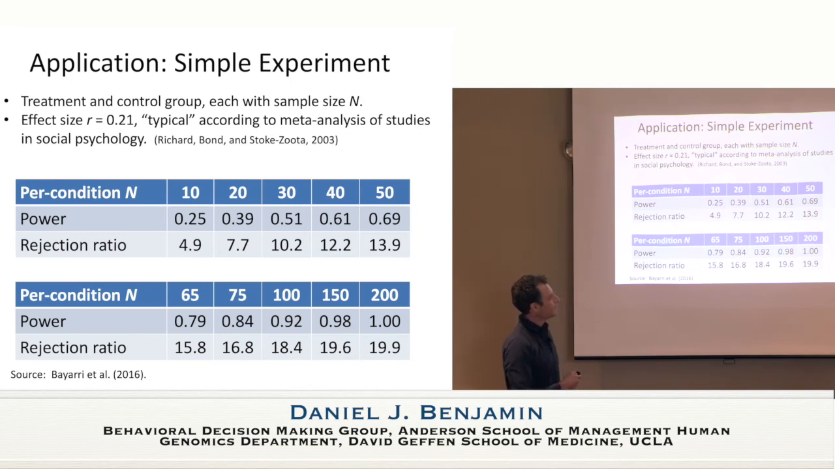If you want 80% power, you need 65 people per condition, and that gives you a rejection ratio of 16. That's 80% divided by 5%. So that means it's 16 to 1 evidence for an effect when you find a significant result.